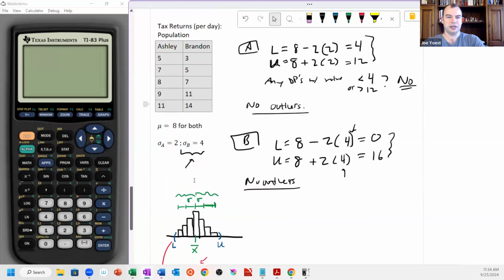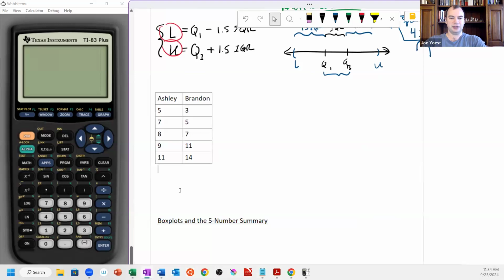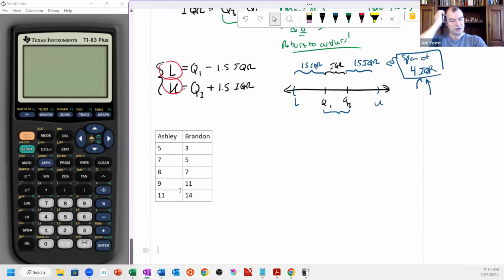Let's look at the Ashley and Brandon data and investigate them for outliers using the 1.5 IQR method. And then we'll do a couple examples on Excel.